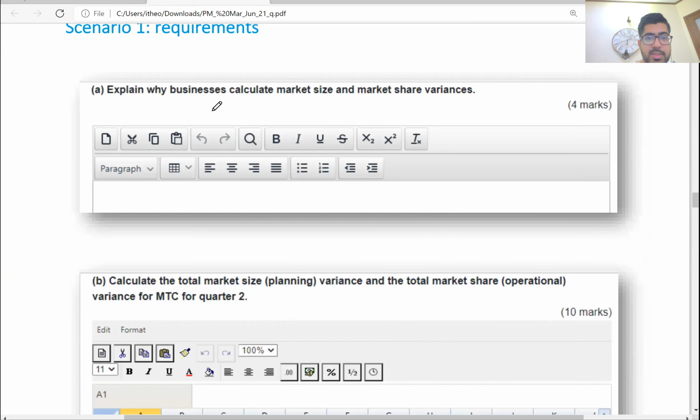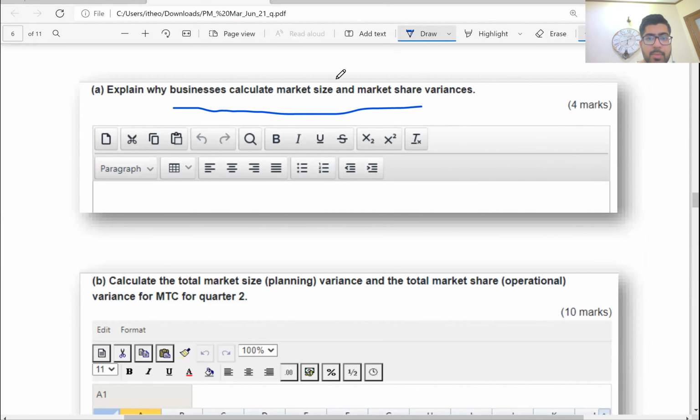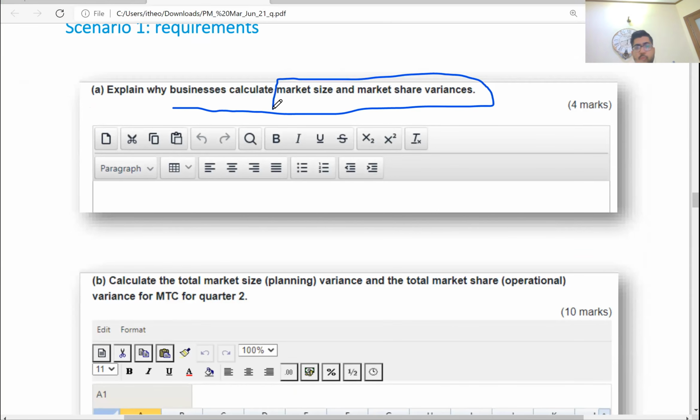Explain why businesses calculate market size and market share variance. Obviously, I will discuss the answer with you, but it is advisable you read the examiner's answer as well, because I will explain here in sketches. We don't have time to waste on typing. I will discuss here in sketches and you can then read the examiner's answer.